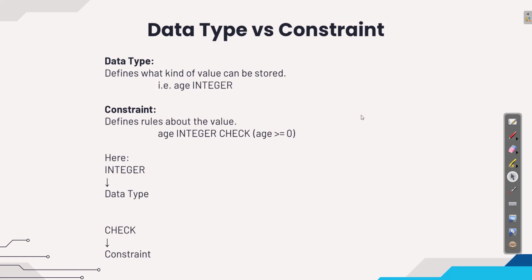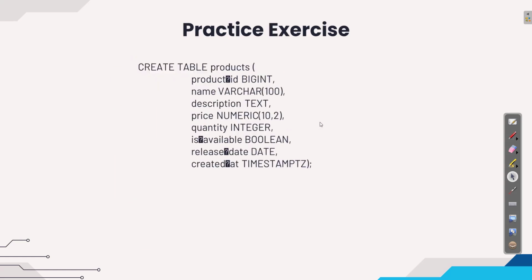Okay, data type versus constraint. So for example, age is integer, so here integer is the data type. In this case, if we specify age integer with check, the validation rule is age is greater than 0. So integer is the data type here and check is the constraint. These are two different things, so don't mix these things.